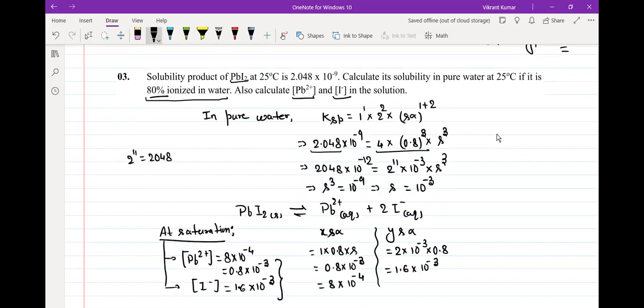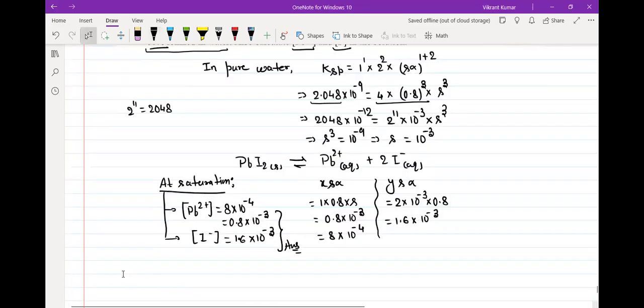So these are the answers. Is it okay? Check, and if you have any doubt, ask. Third case, I mean the third pending homework.